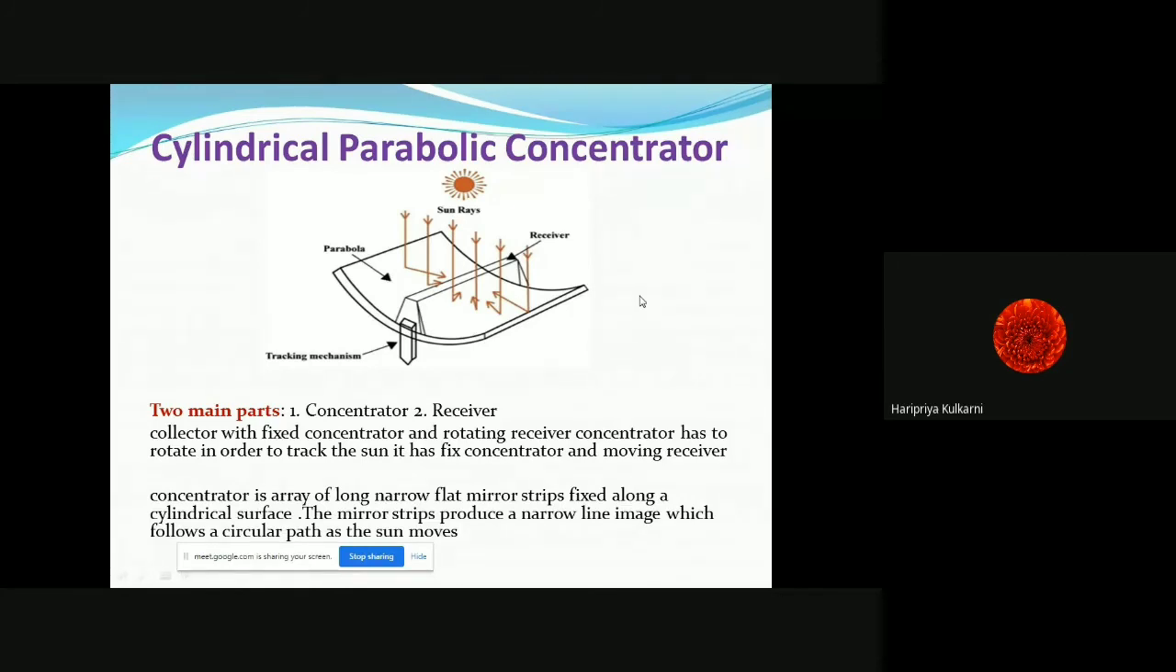Okay, so therefore, I said two main parts: concentrator and receiver. Collector with fixed concentrator and rotating receiver, or the concentrator has to rotate in order to track the sun. It has fixed concentrator and moving receiver. So we have both the ways possible. Okay. And now, the concentrator is an array of long, narrow, flat mirror strips fixed along a cylindrical surface looking like a parabola and hence the name parabolic cylindrical concentrator.